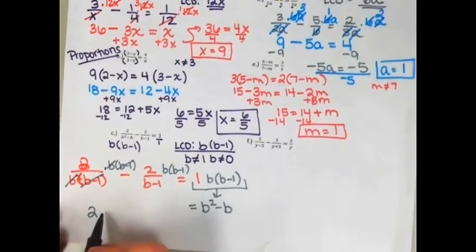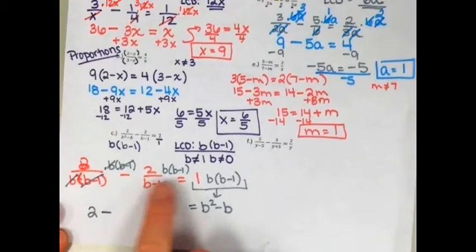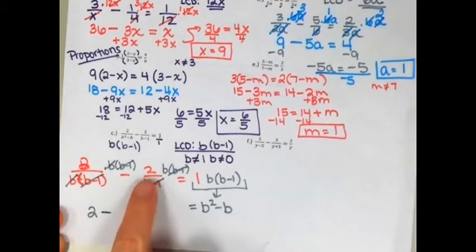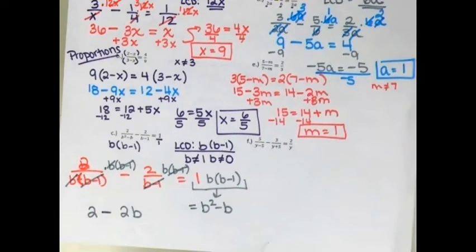Now, looking at the second fraction, minus. Can I cross out the b minus 1s? Yes. So now I just have 2 times b, which is 2b. Okay. So we have 2 minus 2b equals b squared minus b.